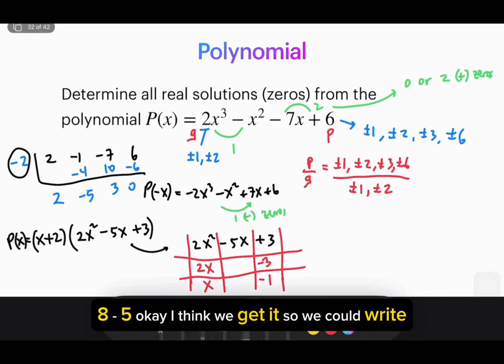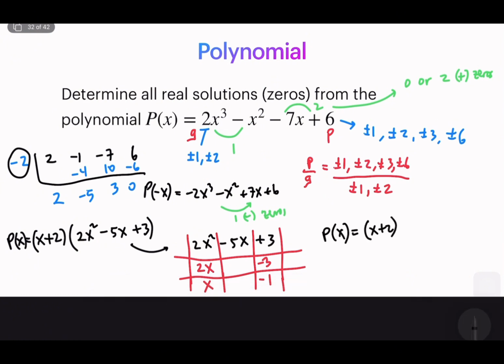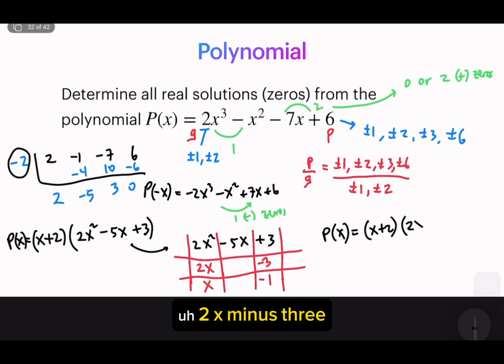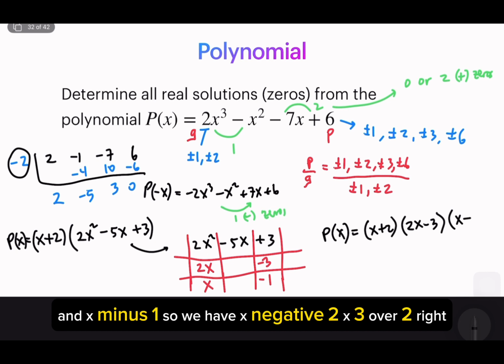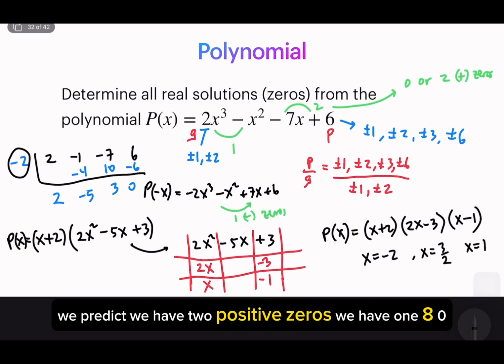So we could write P(x) as x plus 2, 2x minus 3, and x minus 1. So we have x equals negative 2, x equals 3/2, right? x equals 1. Exactly as we predicted. We have 2 positive zeros. We have 1 negative zero.